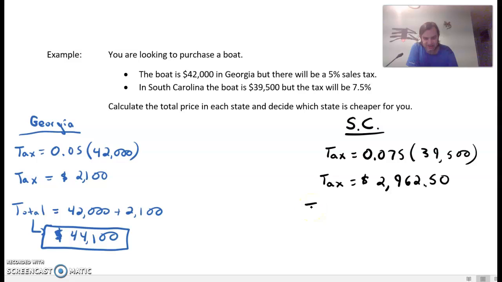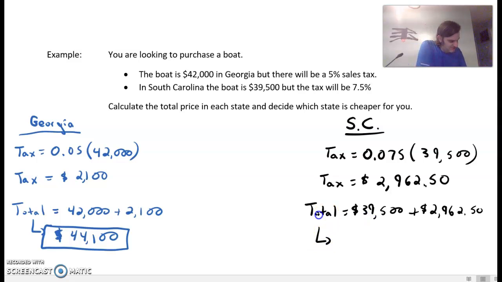But let's see here. The total will be the $39,500 plus the $2,962.50, and then that total will be, let's just use the calculator. Hopefully everything comes out all right. If you ever find a mistake, just kind of email me, send me a note. It's possible I make a mistake, and sooner or later somebody will catch it and let me know, I hope.